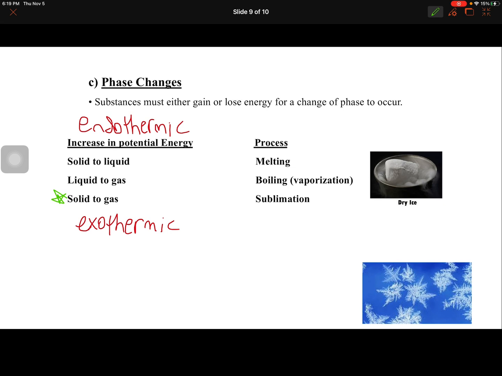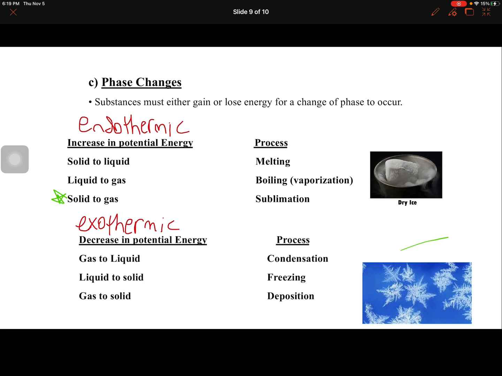Meanwhile, an exothermic reaction is going to be condensation, freezing, and deposition, our other new player. So what is deposition? Deposition is the process of going from a gas to a solid. So when you see deposition, you might have seen it before.